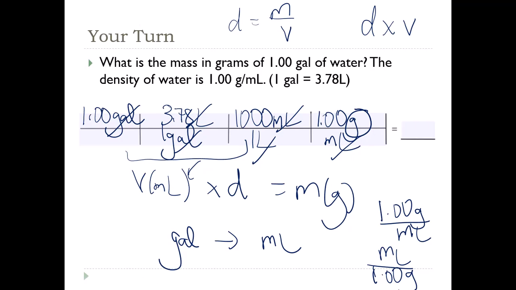Okay, plugging that into my calculator, I got 3,780 grams, or to eliminate ambiguity, 3.78 times 10 to the third grams. And if it was kilograms, then you could have gone another step and divided by 1,000.